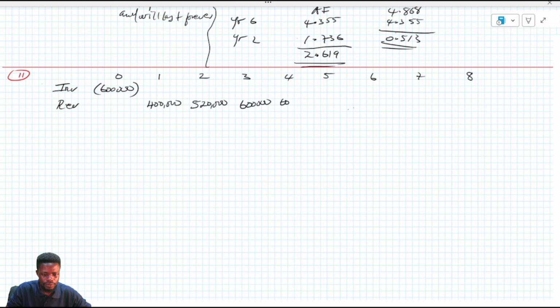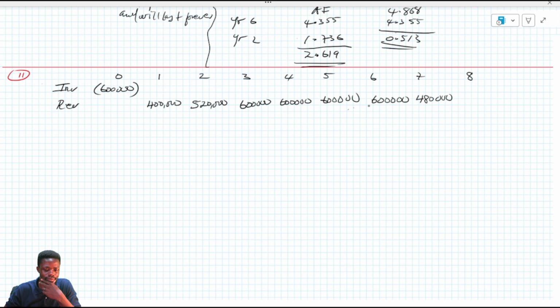Year four as well, $600,000. Year five will be $600,000. Year six will be $600,000. Definitely year seven you will get $480,000. This is what you get.